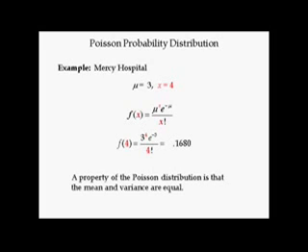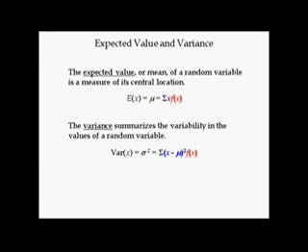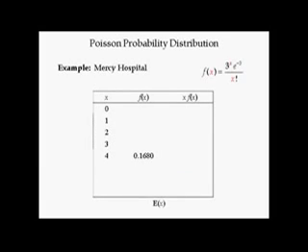In every Poisson problem, mean mu is given. A property of the Poisson probability distribution function is that the mean and variance are equal. In this example, the mean equals the variance, which equals 3. The standard deviation is the square root of 3. We're going to use these equations to verify that property. In the table below, since we computed f of 4 already, it is listed.